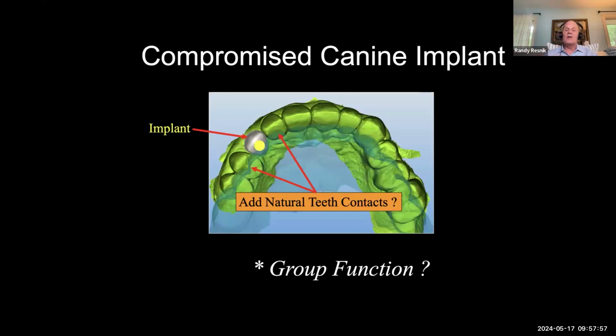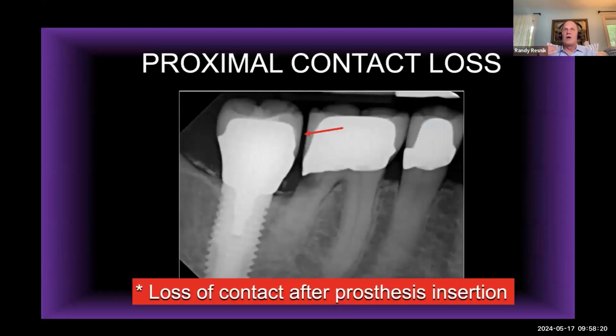disclusion. Now, there are some situations when you have to have a group function, such as, let's say that cuspid is compromised, it's poor bone, it's been grafted, then you can pick up very small contacts on the bicuspid, which is probably the better, and maybe a little bit on the lateral to help out that cuspid. But to have long, greater group function, the research certainly shows that to be bad.